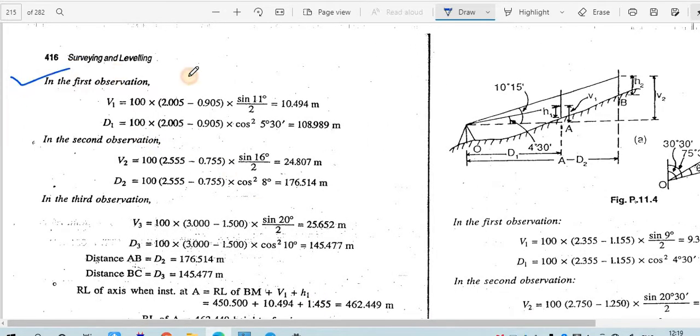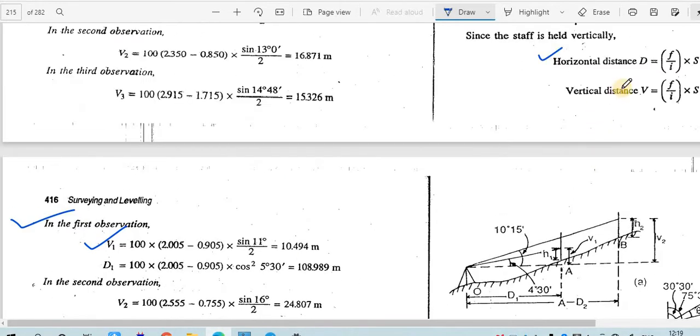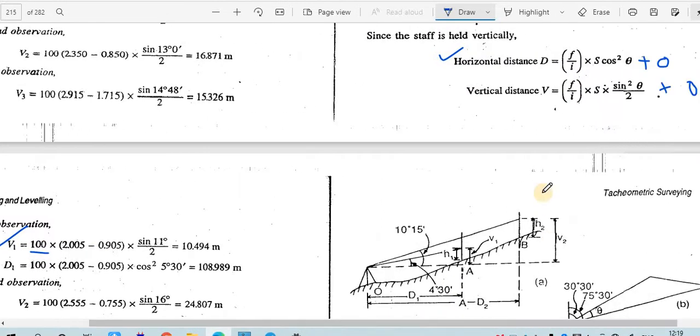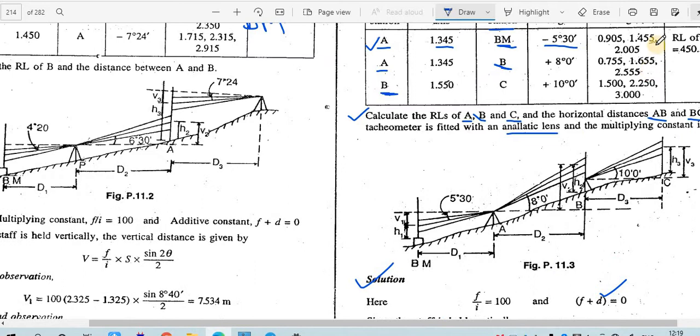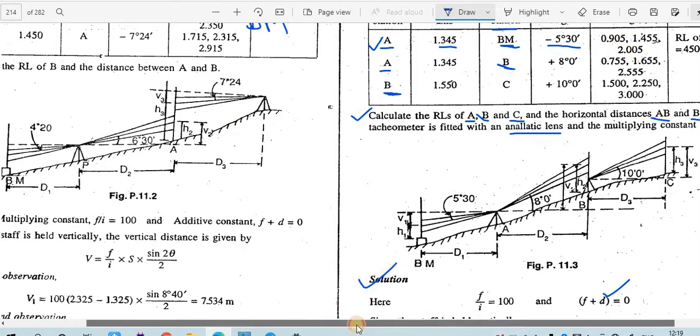We'll start with the first observation, where we can calculate the value of V1. Again we use f/i, which is nothing but 100. S is the staff intercept, which is the difference of the higher value and the lower value: 2.005 minus 0.905.